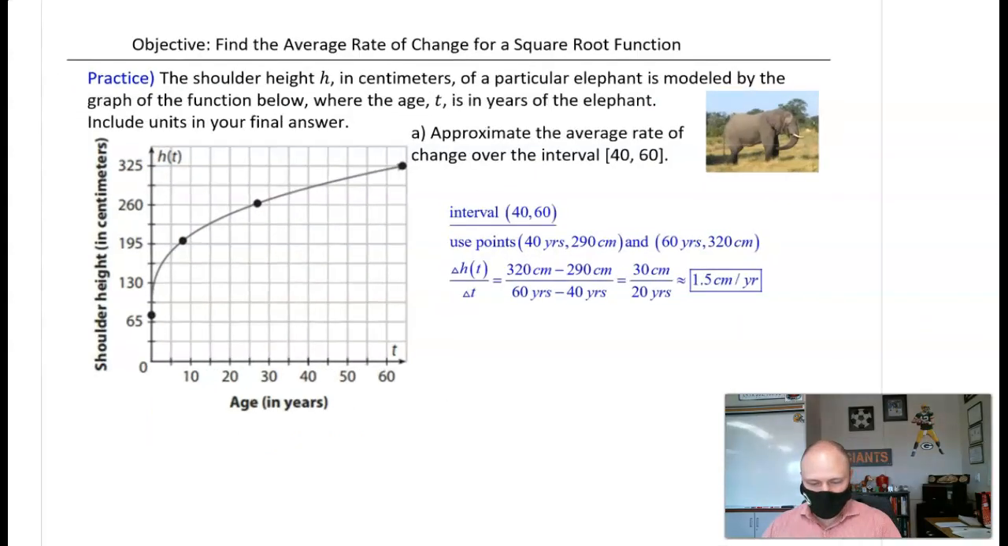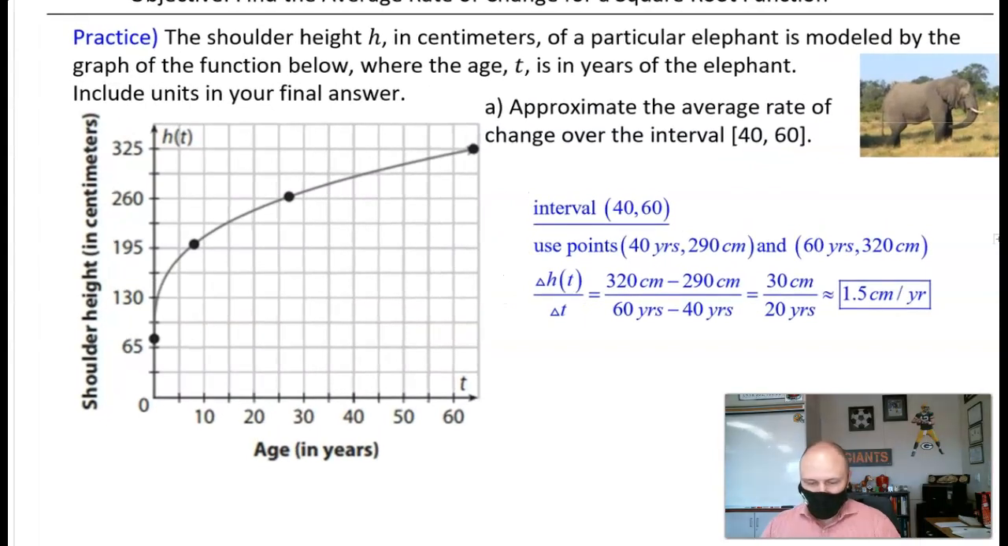Here is the solution. First, you had to find the points for 40 and 60 years. So 290, if you use that from our previous example, and then at 60 years, I went ahead and used 320. If you use 315, if you use 320, if you use 324, that's fine. You'll be close to 1.5 if you did your calculations correctly.